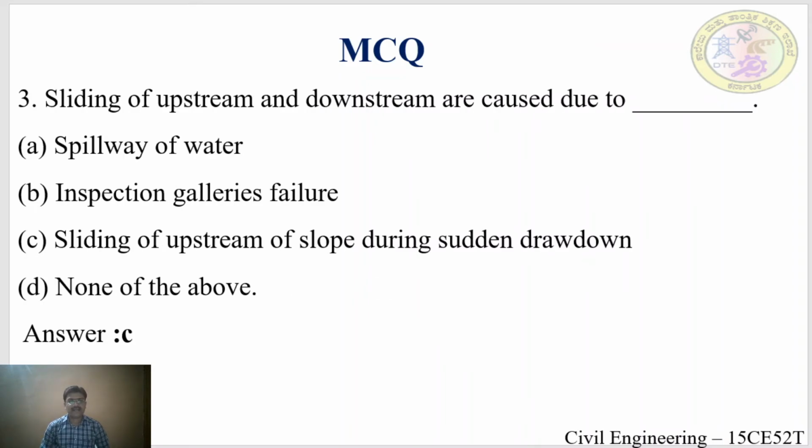Third one. Sliding of upstream and downstream slopes is caused due to: spillway of water, inspection galleries failure, sliding of upstream slope during sudden drawdown, none of the above. This is one of the causes, which is sliding of upstream slope during sudden drawdown. There are two other causes also. Here the answer is C, which is the correct answer.